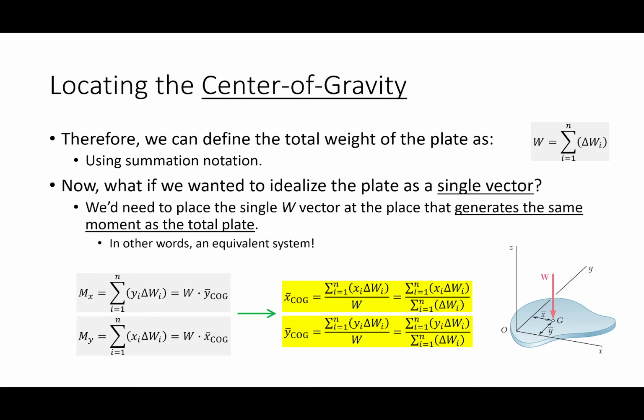And I propose that this expression, the sum of x times delta w divided by the sum of delta w, or the sum of y times delta w over the sum of delta w, will tell you where the center of gravity is. There is a difference between the center of gravity and the centroid, and we're going to get to that in a bit. But does everybody kind of get the idea so far? Everybody with me so far?